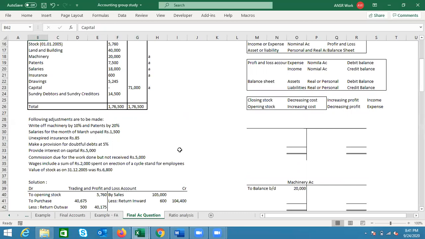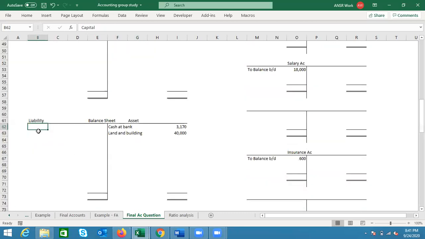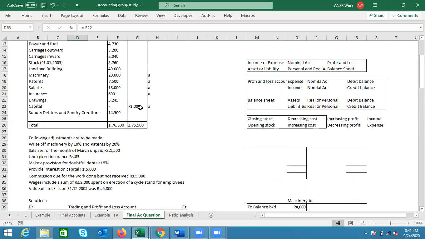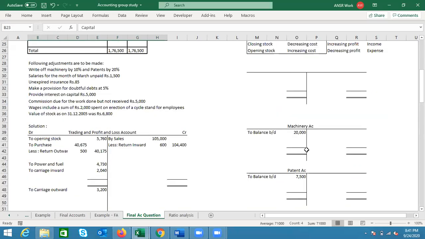Let me show that to you. Yes, this is the drawings account. I put the drawings account on the liability side with a negative sign, meaning that I'll be deducting it from the capital. So let's go to the capital first. Capital has an adjustment for it. Can you see? We'll create a ledger for it.